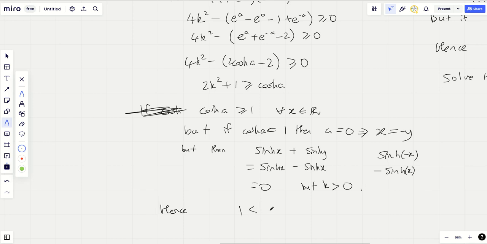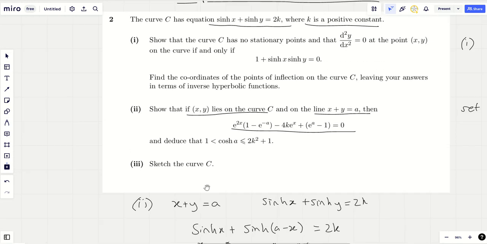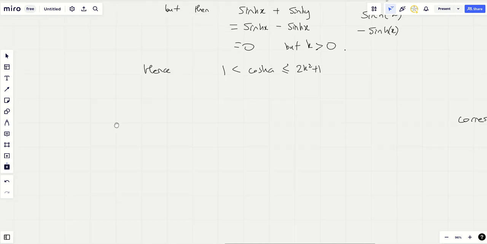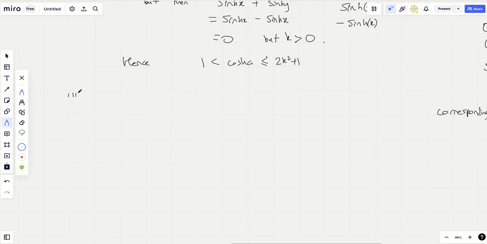Hence 1 is less than cosh a, which is less than or equal to 2k squared plus 1. Now, sketch the curve C. This is where we put it all together, and like I say, it was worth 3 marks. The first thing I thought is that I know it's got reflective symmetry in y equals x.